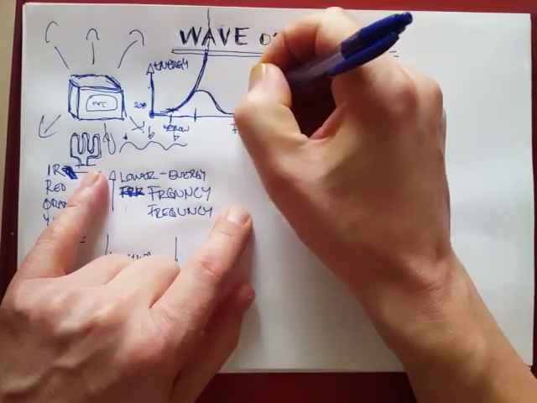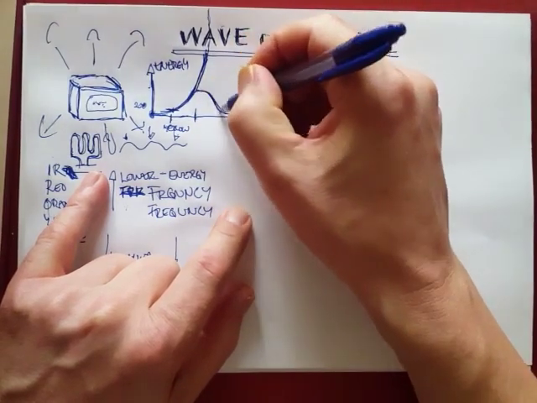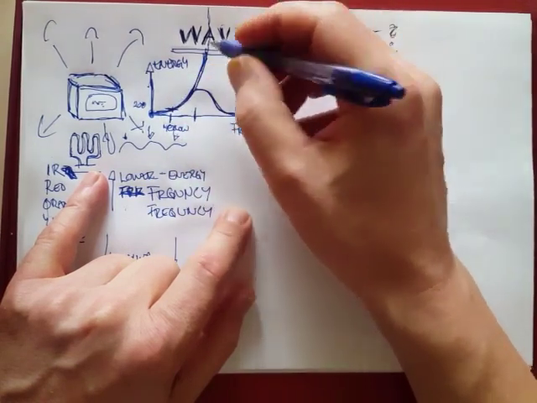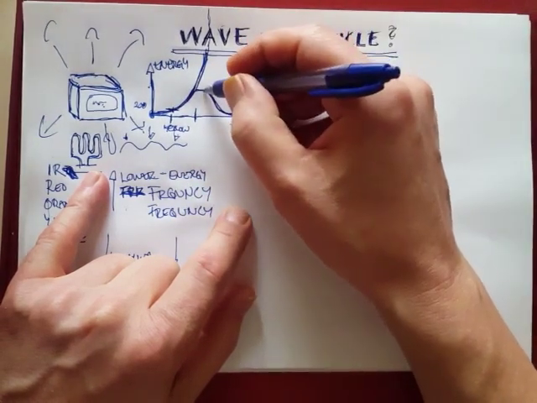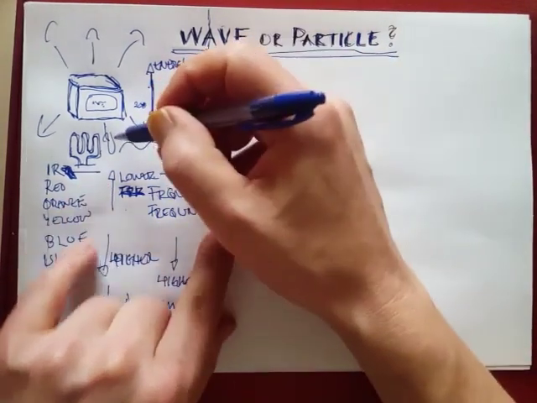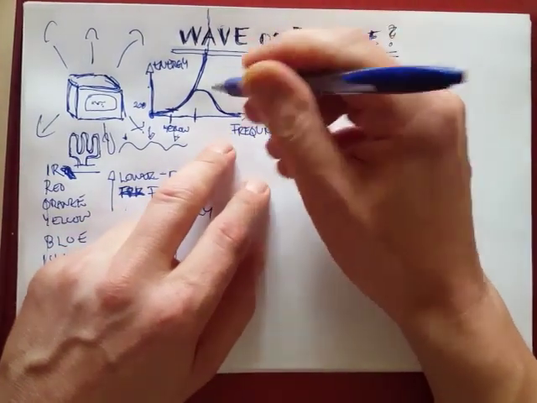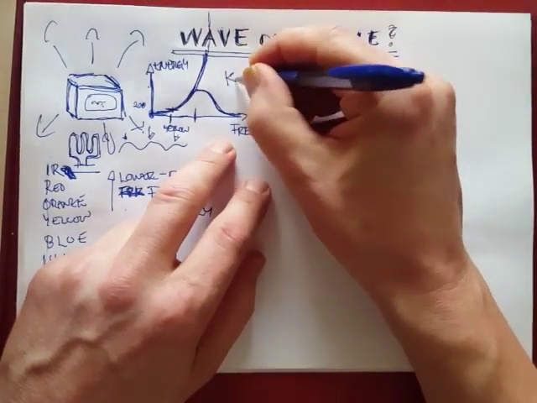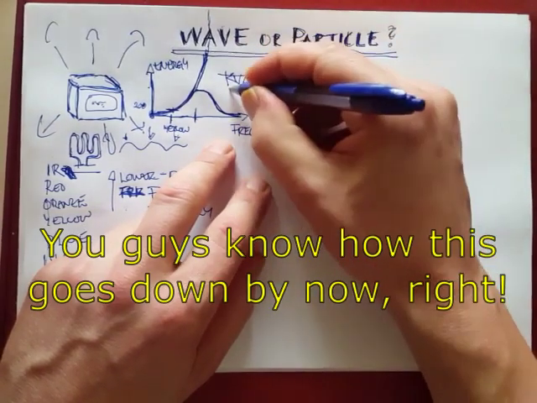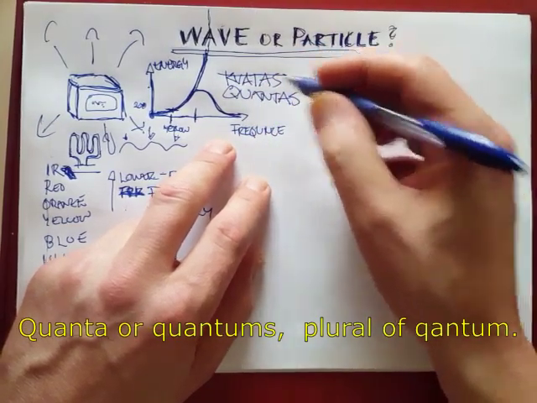And this I didn't understand. Why is this? They finally solved it by realizing that light, or more precisely electromagnetic waves, are quanta, they come in chunks.